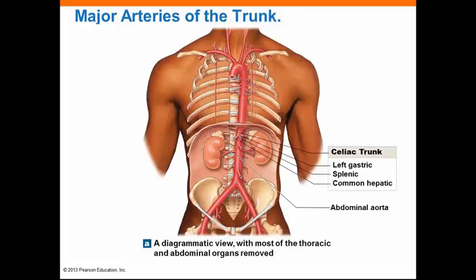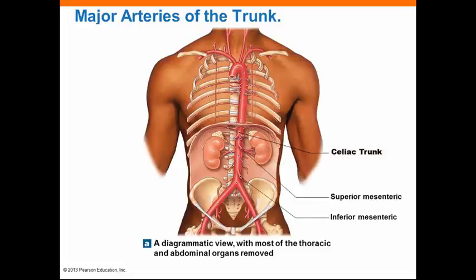The abdominal aorta delivers blood to all the abdominal pelvic organs and structures. The celiac trunk branches into the left gastric, splenic, and common hepatic arteries to supply the stomach, spleen, pancreas, liver, gallbladder, and duodenum. The superior mesenteric and inferior mesenteric supply the small and large intestines.